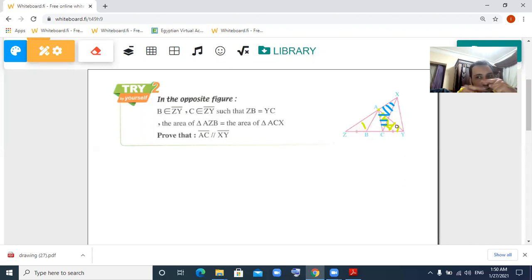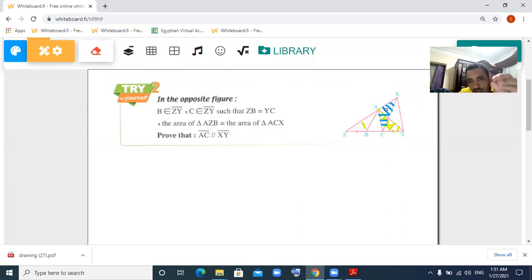Now let's repeat again quickly. We know that the area of triangle number 1, or AZB, equals the area of triangle ACY. Why, mister? Because they have equal bases and a common vertex. So they are equal in area. This is number 1. Number 2, it is given that the same triangle number 1, ABZ, is equal to the area of the triangle AXC. So number 1 equals the blue triangle, and number 1 equals the yellow triangle.